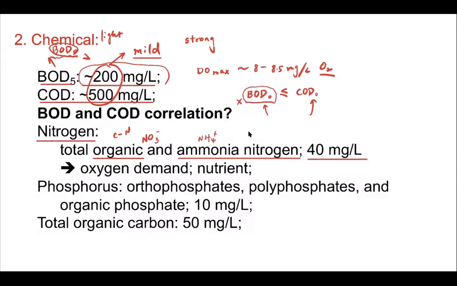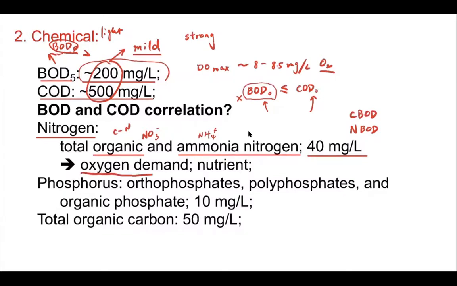Nitrogen is also quite important because we discussed the concept of NBOD, the nitrogenous BOD. There are CBOD, the carbonaceous BOD, and the nitrogenous BOD, right? They cause oxygen demand, and they're also a type of nutrient that causes algae bloom and, as we discussed, the dead zone in the Gulf of Mexico.